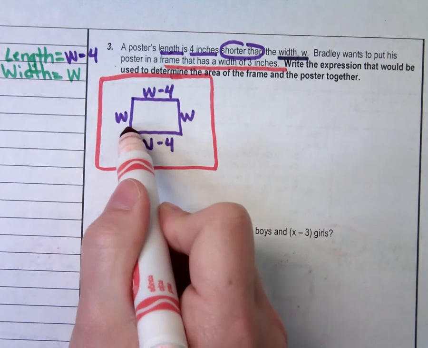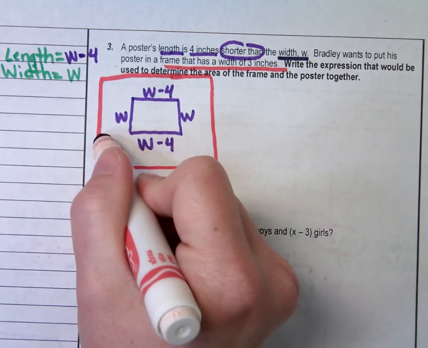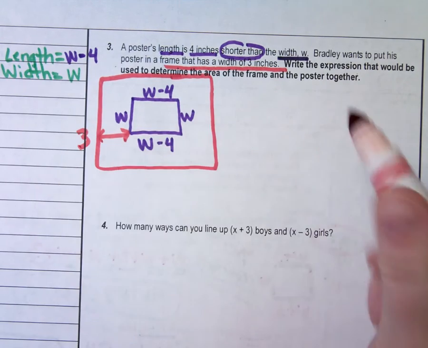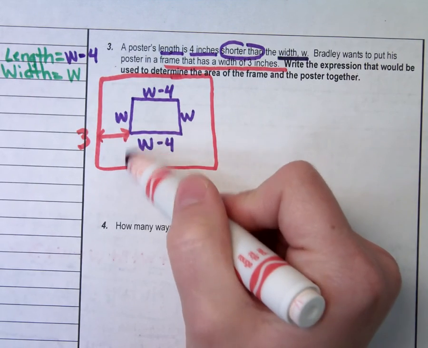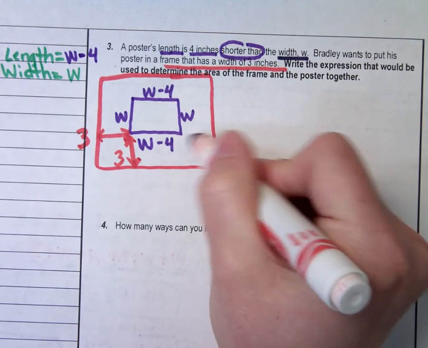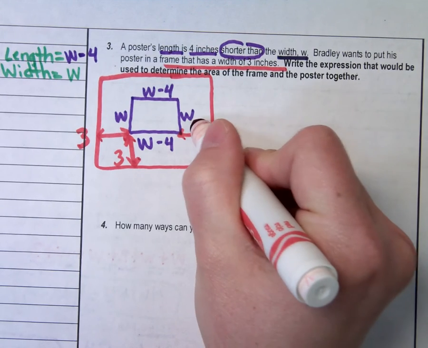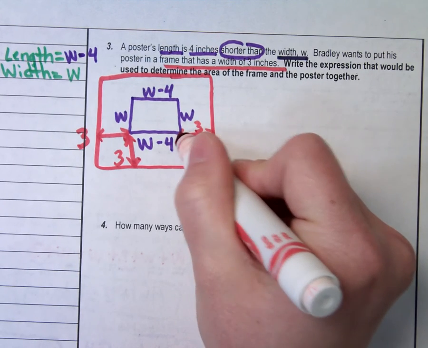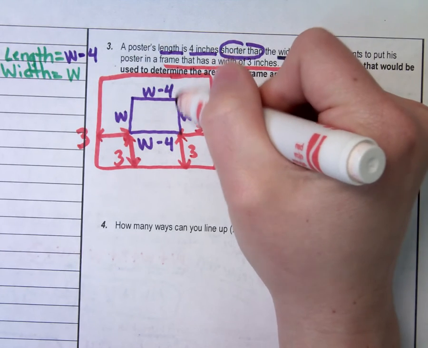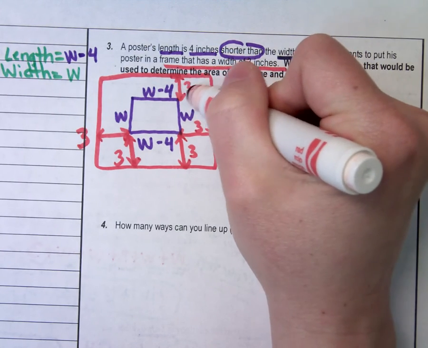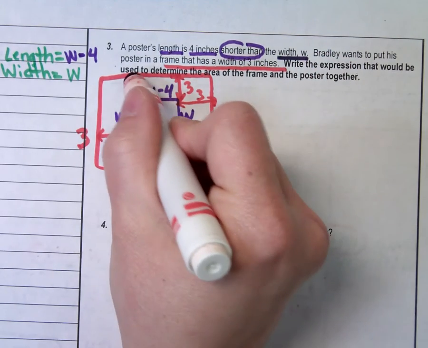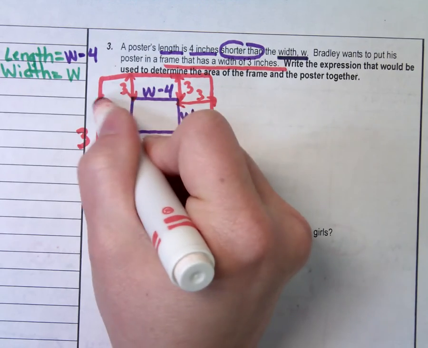So that means the distance between here and here is 3. So from here to here, that's 3, and that means the distance from here to here is also 3. Okay, same thing over here. The distance from here to here is 3, and the distance from here to here is 3. And then I can do that for all my corners. So this poster has a frame width of 3 inches. From here to here, that's 3. And from here to here, that's 3. From here to here, that's 3. And from here to here, that's 3.